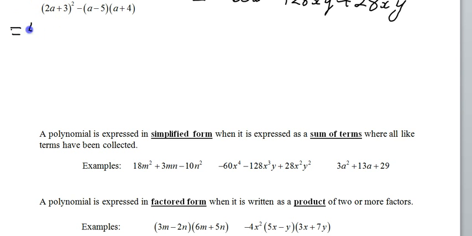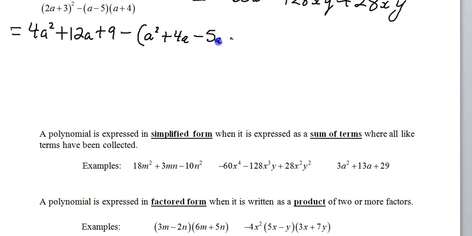It's the first term squared, 4a squared. First term times the last gives us 6a, and double that, so plus 12a, and then square the last term, plus 9. Minus, now I am going to put a set of brackets down because we'll be doing the subtraction after we've done this multiplication. We're going to FOIL this out, a squared plus 4a minus 5a minus 20.